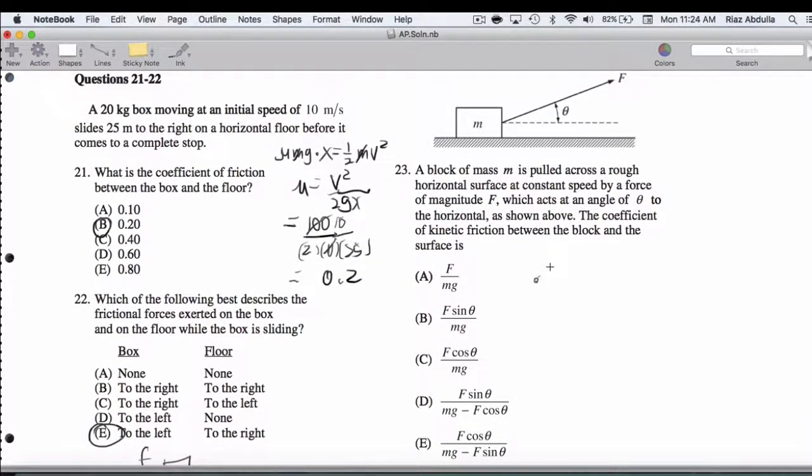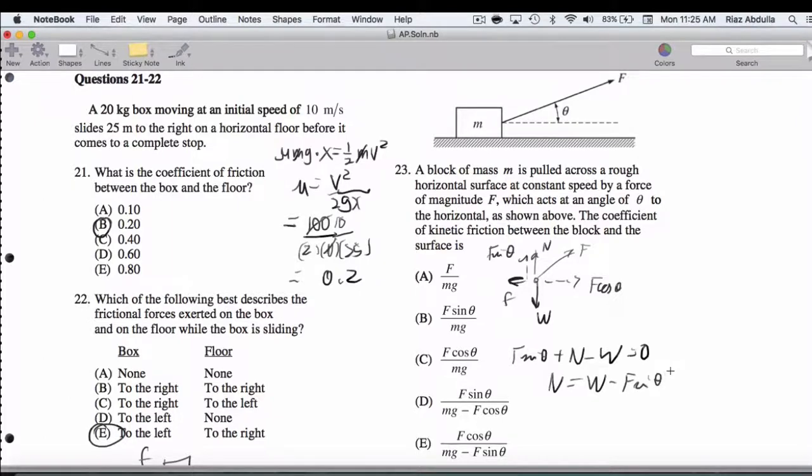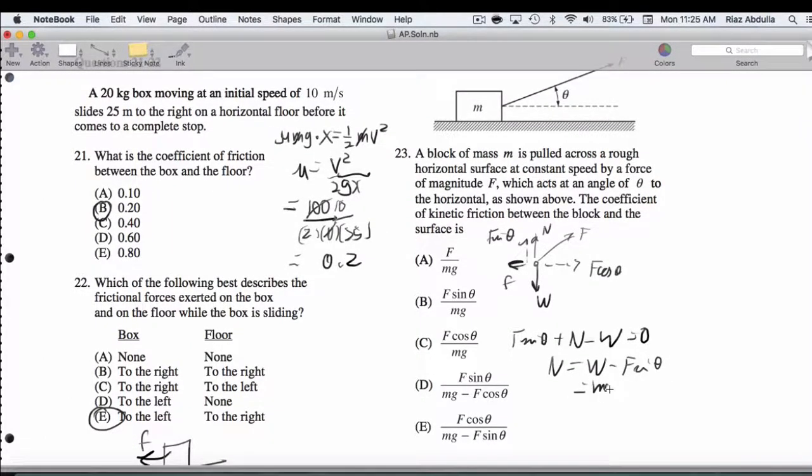And then here, ooh, this is complicated. Let's draw the free body diagram. You should memorize this one. This is F, right? So we got a normal, we got the weight, we got friction, and then we've got F cos theta and F sine theta. So we get F sine theta plus the normal force minus W equals 0. So my normal force is going to be W minus F sine theta, which is mg minus F sine theta.